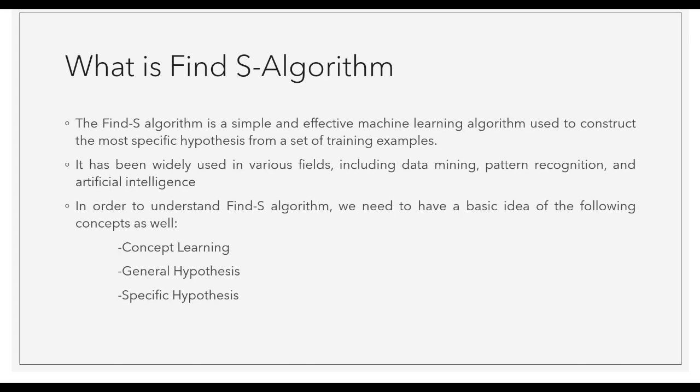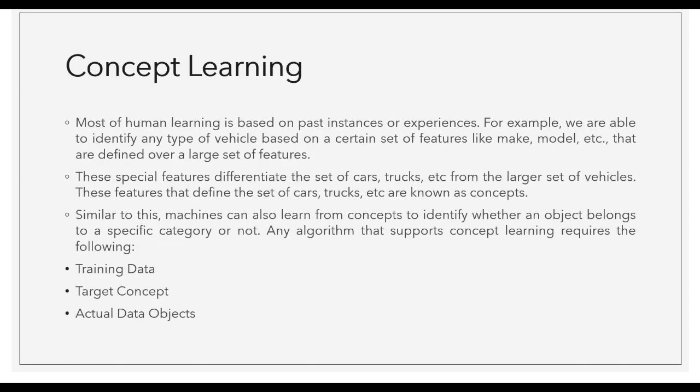The Find S algorithm is a simple and effective machine learning algorithm that is used to construct the most specific hypothesis from a set of training examples. It is being widely used in various fields, including data mining, pattern recognition, and AI. In order to understand Find S algorithm, we need to have a basic idea in the following concepts given below. They are concept learning, general hypothesis, and the specific hypothesis.